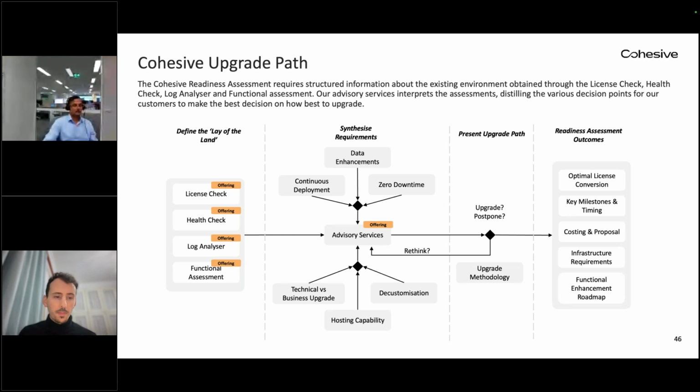So everything that we offer, from the license check, health check, the log analysis, and the functional assessment, all of those are predefined. They follow a set methodology, and it's based off of our learnings that we've had with multiple customers. Once we take all of that and we conducted all those separate exercises, we consolidate that into our advisory services. And so we have senior directors coming in, reviewing all the outputs of these, sitting with the customers and trying to best position how they should approach their hybrid cloud move or their shift.